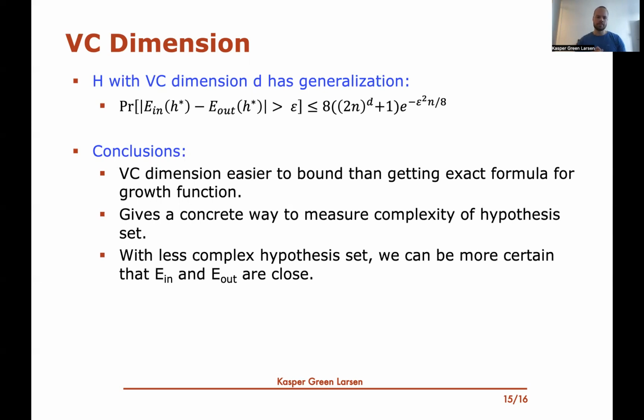And you can see also here, if you look at the bound, an important conclusion is that if I use a less complicated hypothesis set, even if we're looking at an infinite hypothesis set, one that has a smaller VC dimension, then we can be more certain that the in-sample error and out-of-sample error are going to be close. So this is a good guideline.